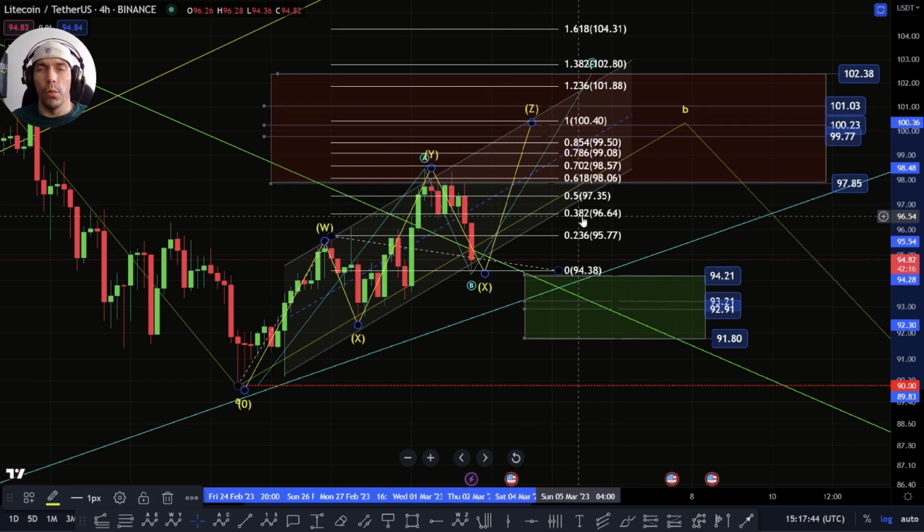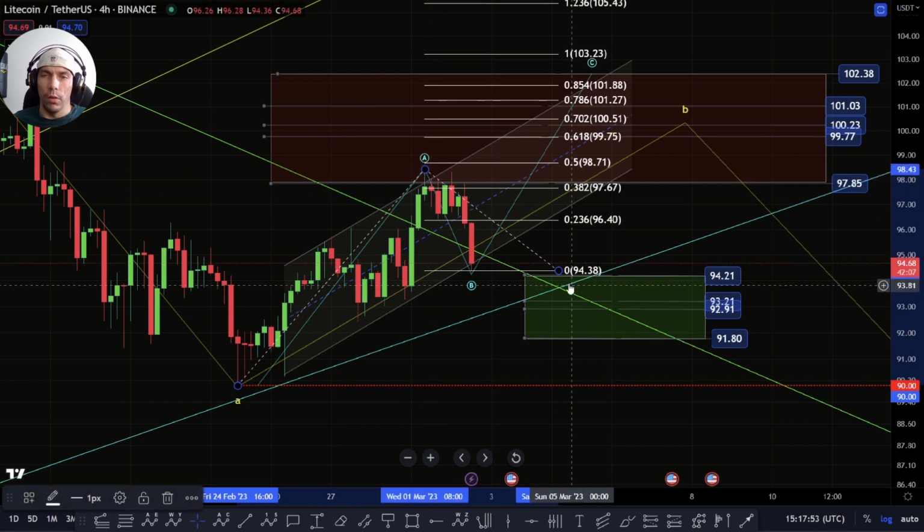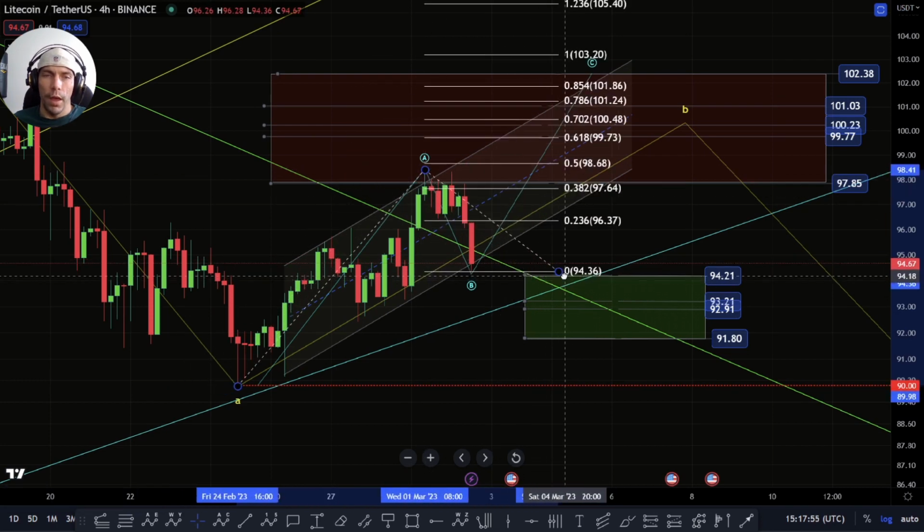So this 140 area would be a zone we could actually look to potentially retest if it's going to be a W, X, Y, X, Z, or alternatively, we could also just argue that we're setting up for this B wave here, and we could see a bigger move towards this 103.